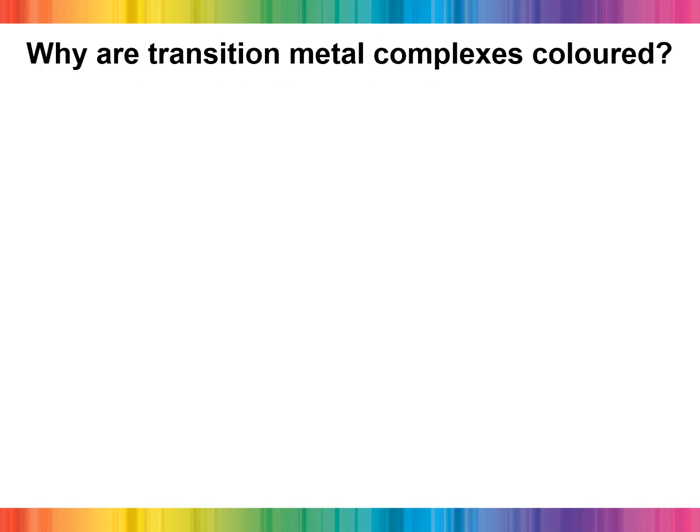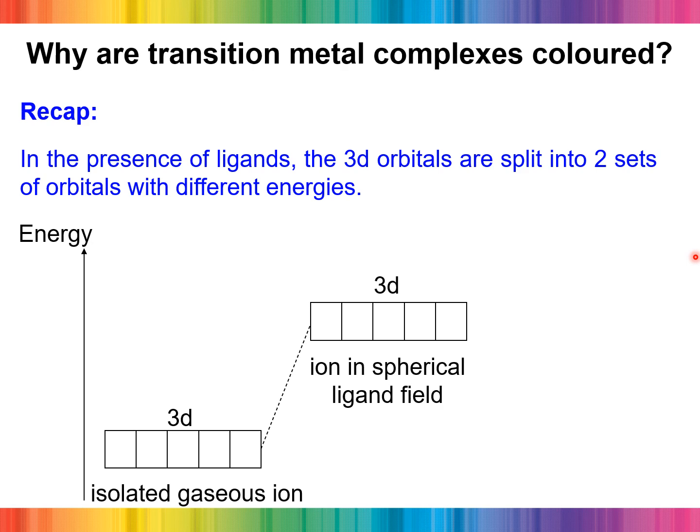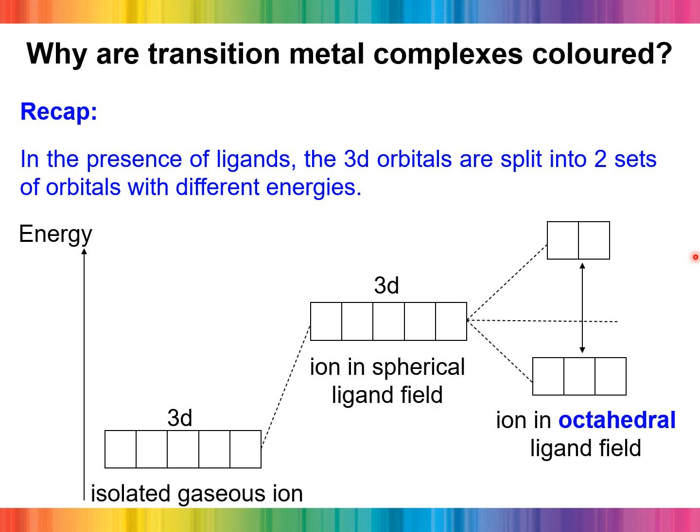Now we'll round up this lecture video with a closure like this. We're going to do a recap one more time. Why are transition metal complexes colored? This is the main answer to go for. You start off by saying that in the presence of ligands, the 3d orbitals are split into two sets of orbitals with different energies. You don't need to draw this diagram, I'm just showing you how it works right now. So it will split into two sets of different energies in the octahedral ligand field. The blue words will be how you start off the answer, by the way.